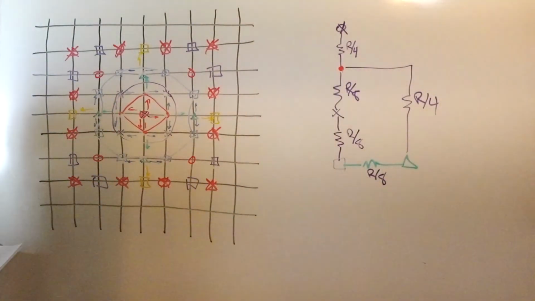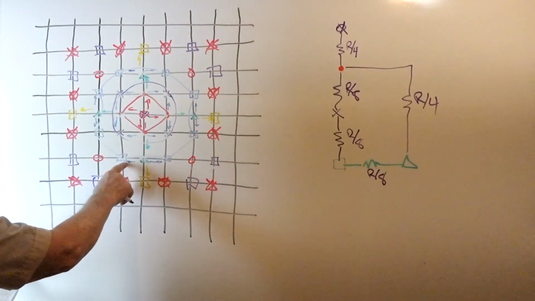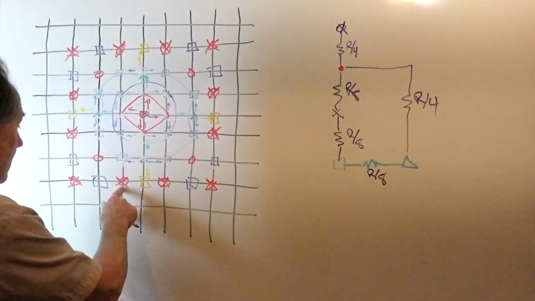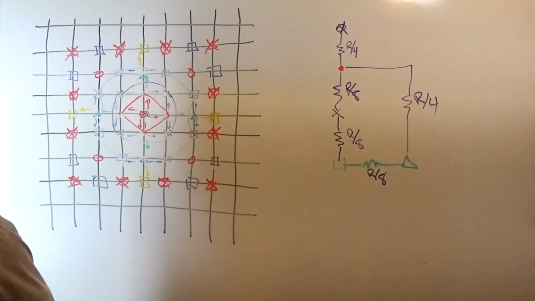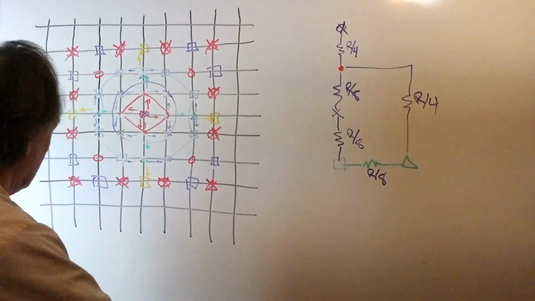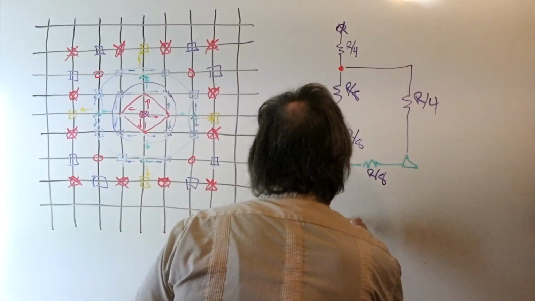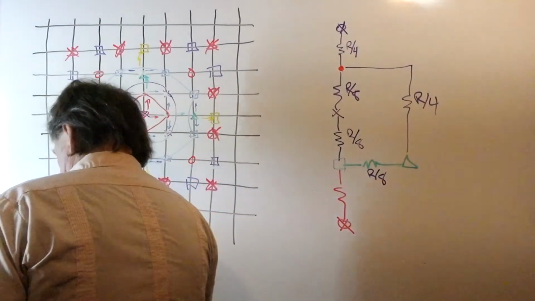Now, let's go from the blue square to the red circle with an X. So we're going to have our red circle with an X, and what's the equivalent resistance that we have there?